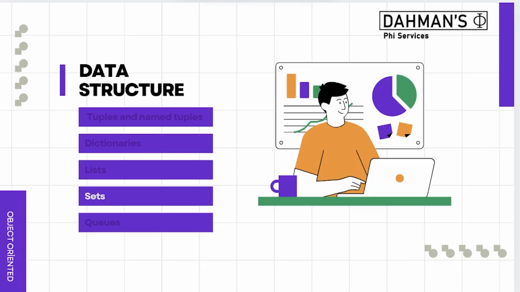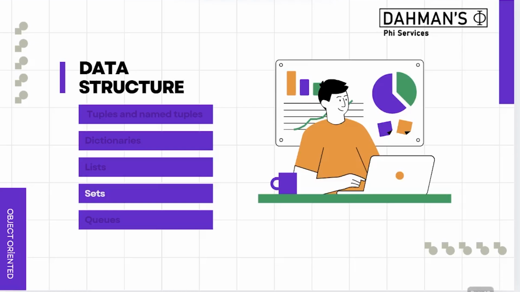So that was all about sets. Next we'll be looking at the final subject of data structures, that is queues. I will see you then.